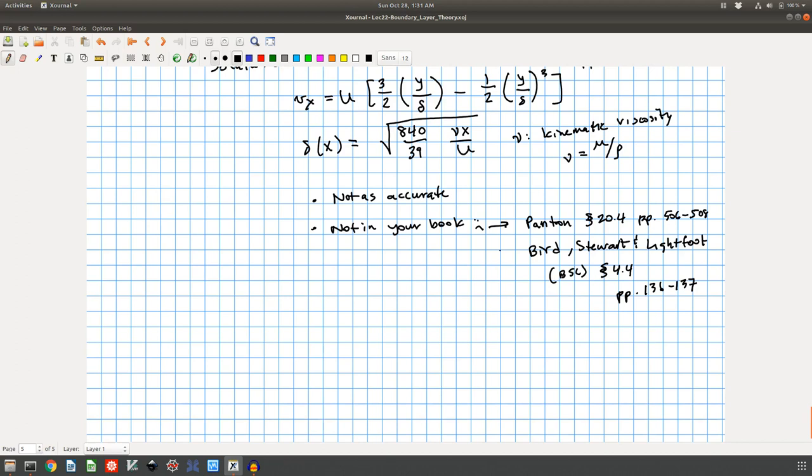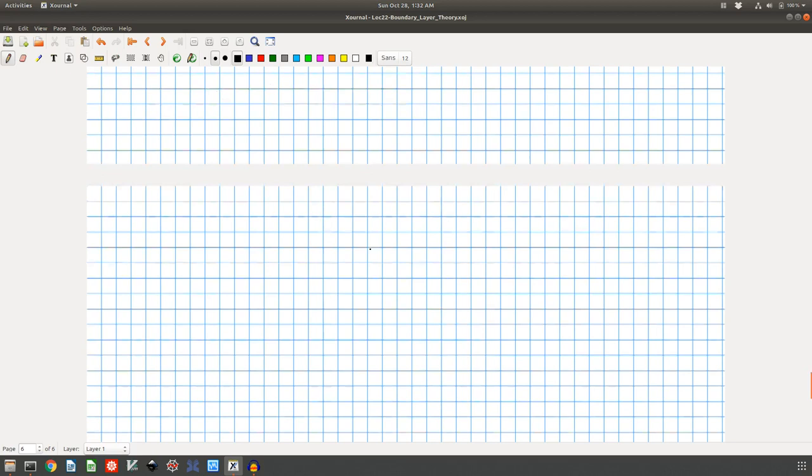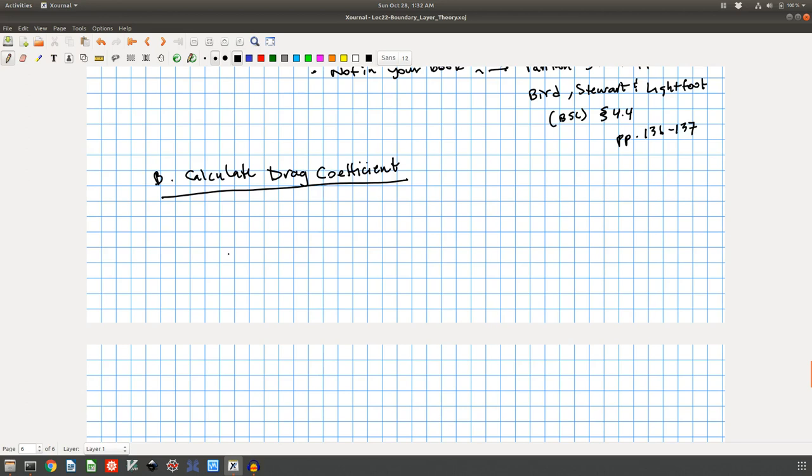All right, so now really all we have left for today, part B, is to calculate a drag coefficient. New page. All right. So what we'd like to do is get a drag coefficient for this flat plate. So remember, we had a formula a while back for drag coefficients on flat plates. I'm just setting up a coordinate system, x, y, z. I'm drawing my picture of a laminar boundary layer again. And we're going to ask, what is the drag coefficient here?